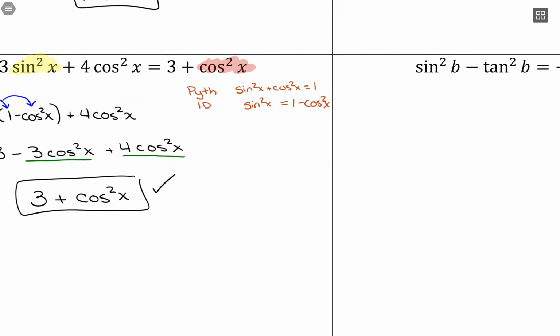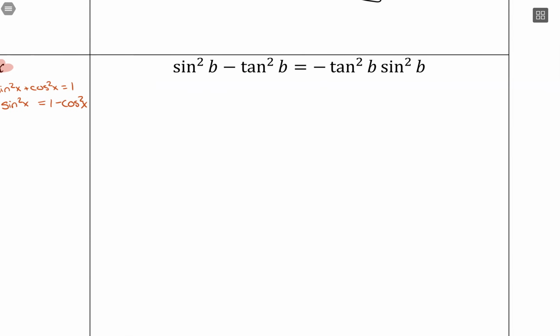All right, last one here, sine squared b minus tangent squared b. All right, let's make a substitution in terms of sine and cosine. So sine squared is going to stay the same, minus tangent squared, which is sine over cosine squared. I want to combine these into a single term. So with that, I need a common denominator.